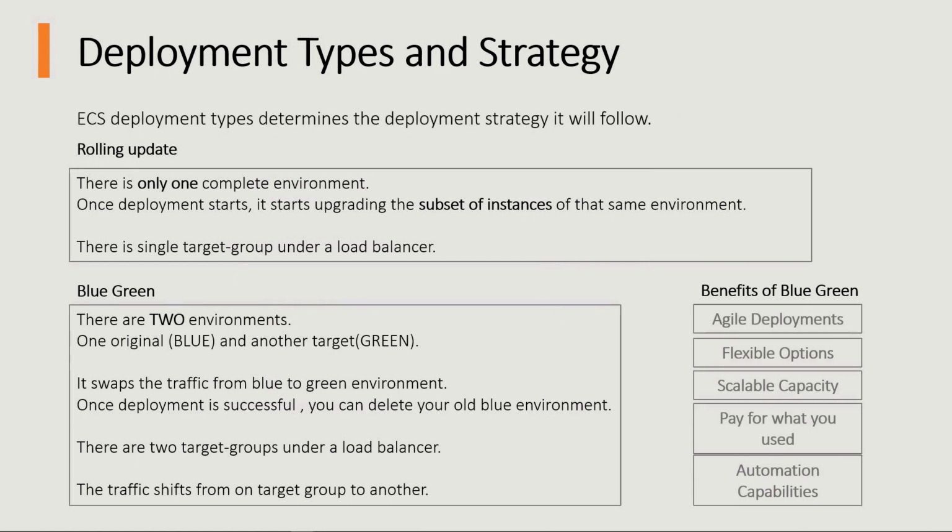For the deployment types and strategy, we are focusing on ECS deployment in this particular AWS CI/CD course. So ECS deployment types actually determine the deployment strategy it will follow. There are two deployment types: one is rolling update and the other is blue-green. In earlier sections of this course, you have seen that when we were creating a service under the ECS cluster, we were deciding which type of deployment we want, either rolling update or blue-green.